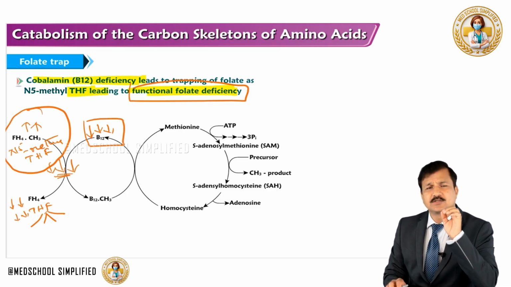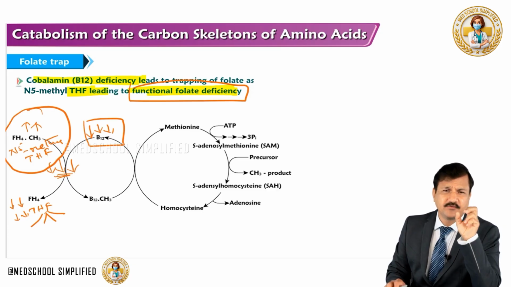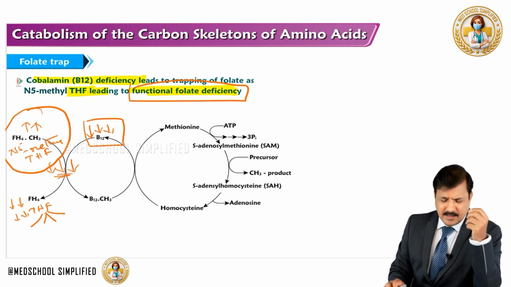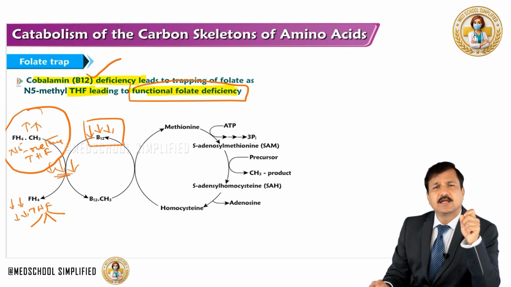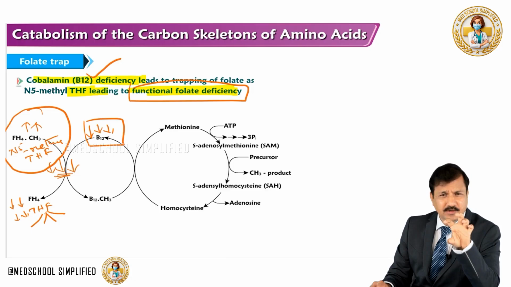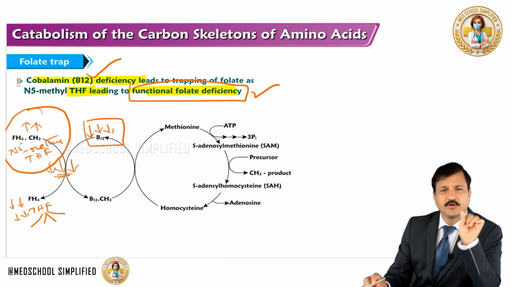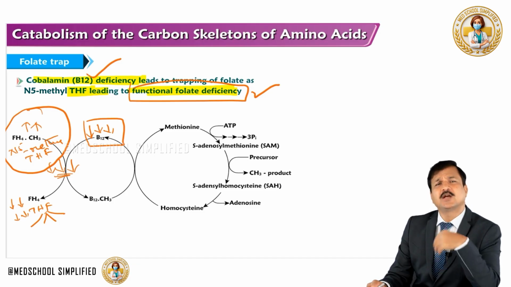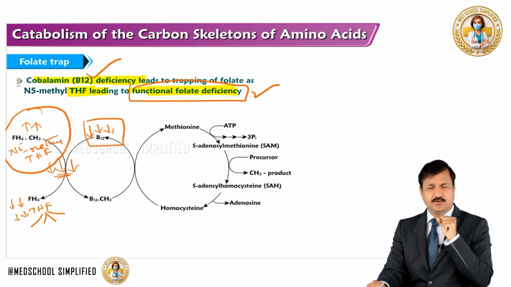So that leads to functional folate deficiency. Functional folate deficiency means folate is there, but it's not available for the function. Okay, and when do you see functional folate deficiency? Functional folate deficiency is seen whenever there is a cobalamin deficiency. That's the connection here. Cobalamin is connected with the folate. So cobalamin deficiency will lead to functional folate deficiency. That means whenever there is a cobalamin deficiency, the signs and symptoms of cobalamin deficiency include folate deficiency. That's what I want you to know.